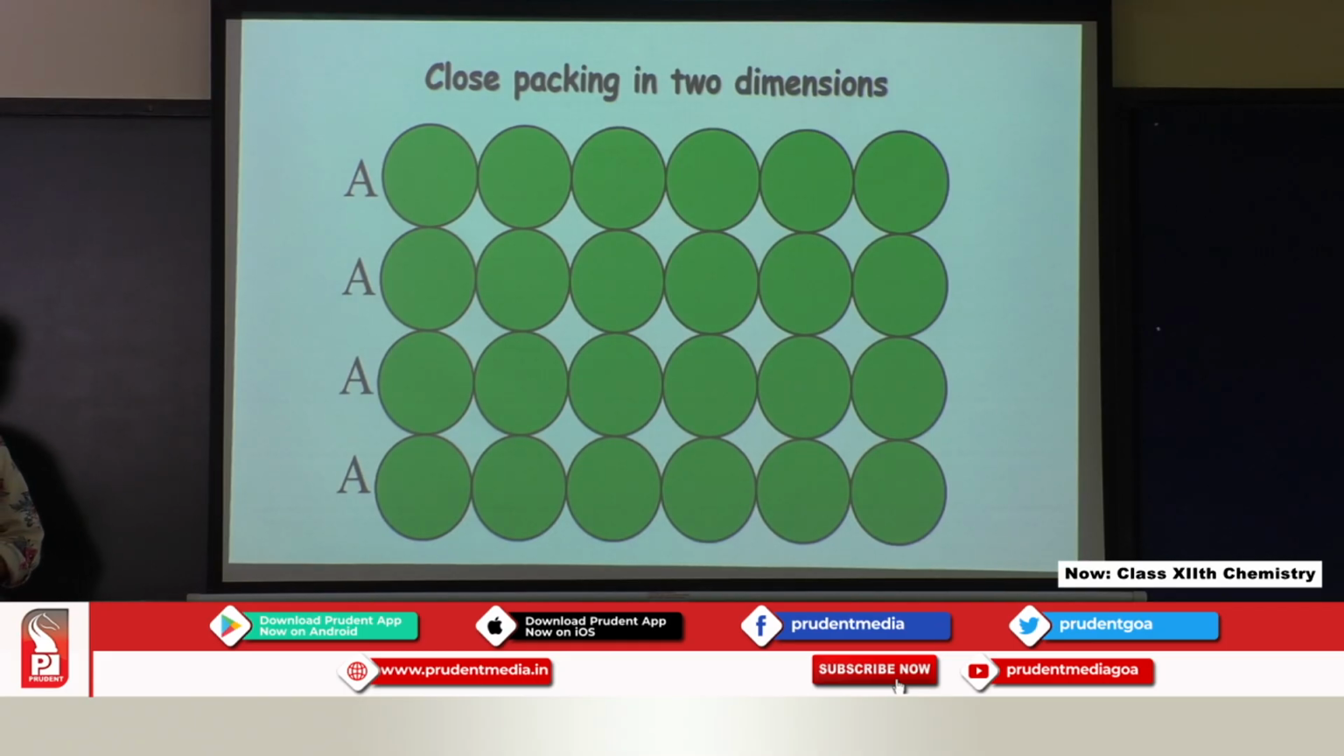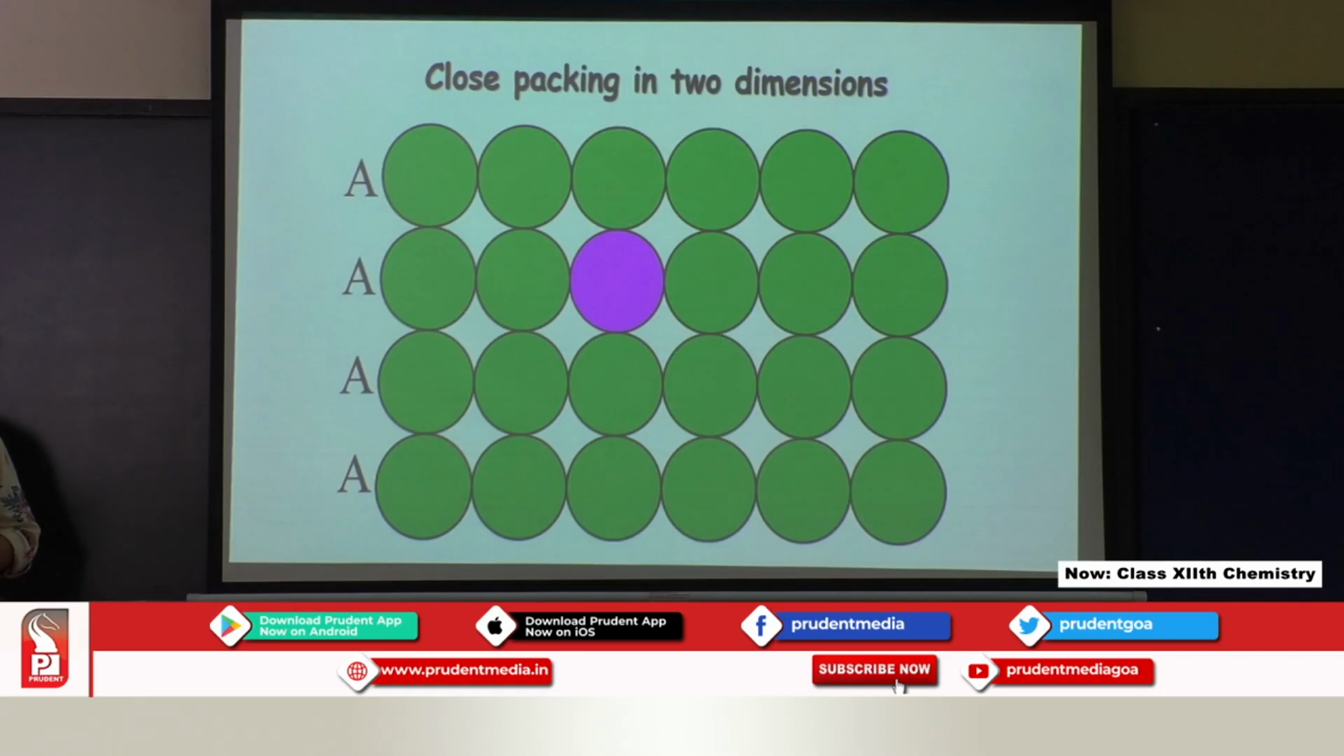If we compare this example to the one that we saw earlier, that is packing of oranges, this packing is not efficient because there is a lot of empty space which is present between the atoms. This type of packing is called AAA type of packing because each of these layers are stacked exactly above the other.